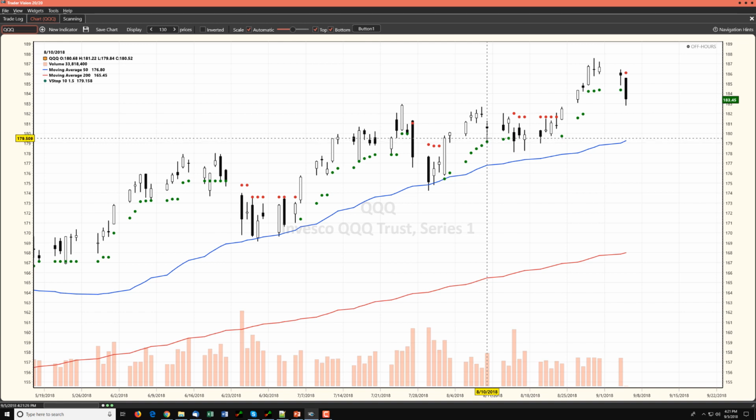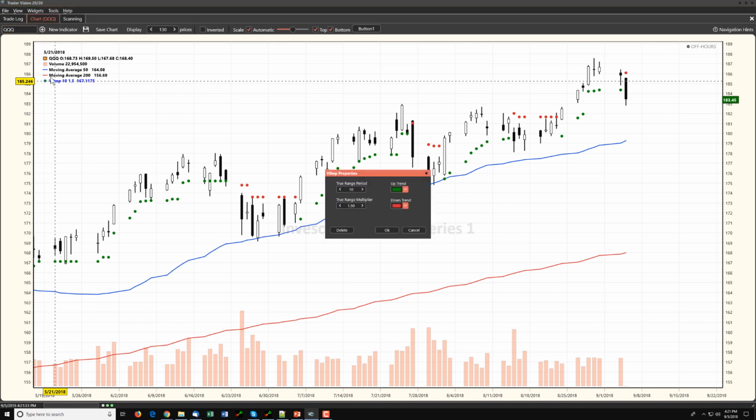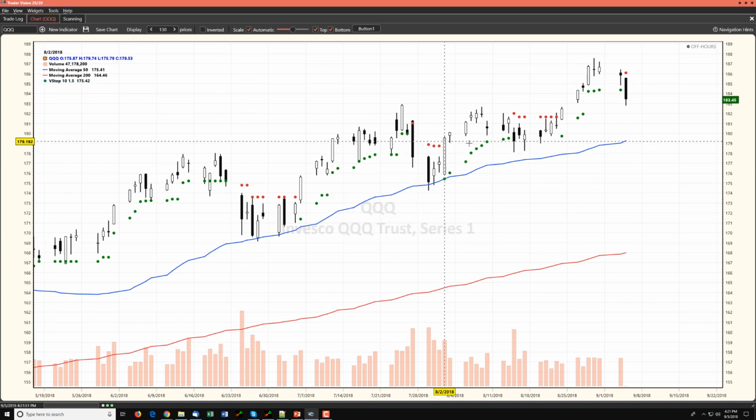So that's the Vstop indicator. As with all other indicators, you can click it over here in the legend to pull up the properties box, where you can adjust either the period over which you're calculating the average true range, or the multiplier for average true range for the Vstop, or of course the colors. That's pretty much the nuts and bolts of how you add it.